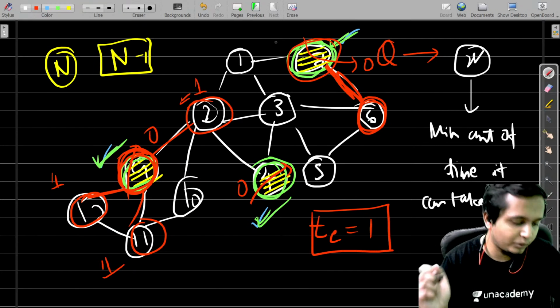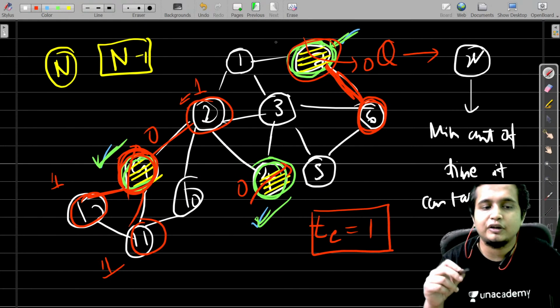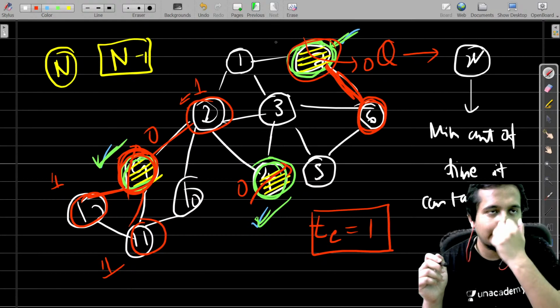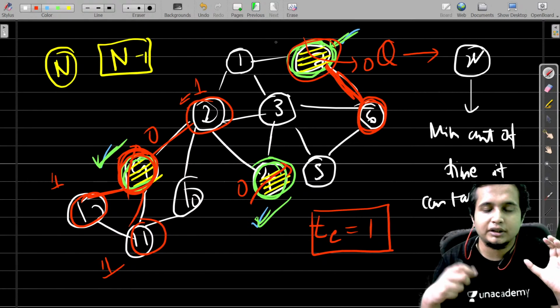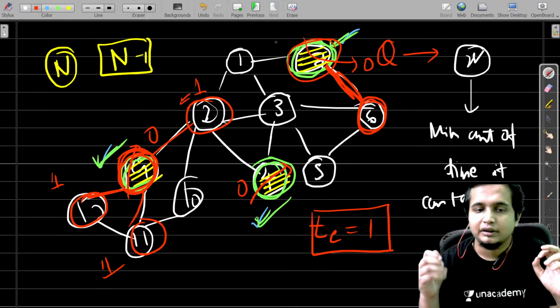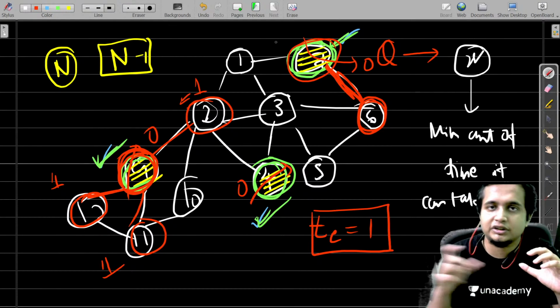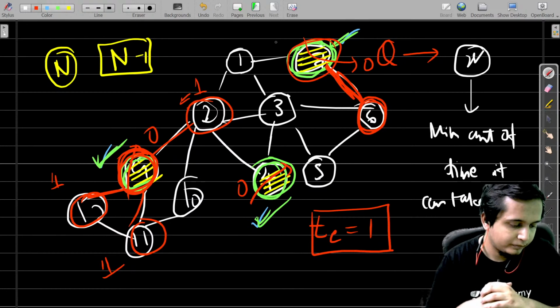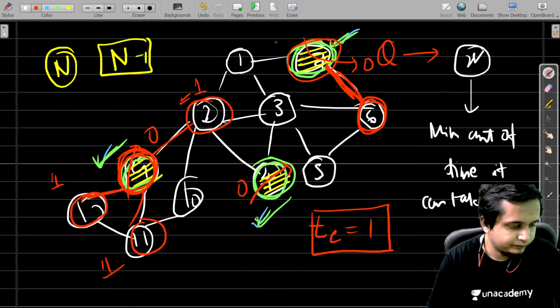Is the approach clear to you guys? When we need to apply multi-source BFS, if you are trying to find the shortest distance from many such sources, then mark the distances of all of those source nodes with a zero and insert them in the queue. Is the logic clear to you guys?